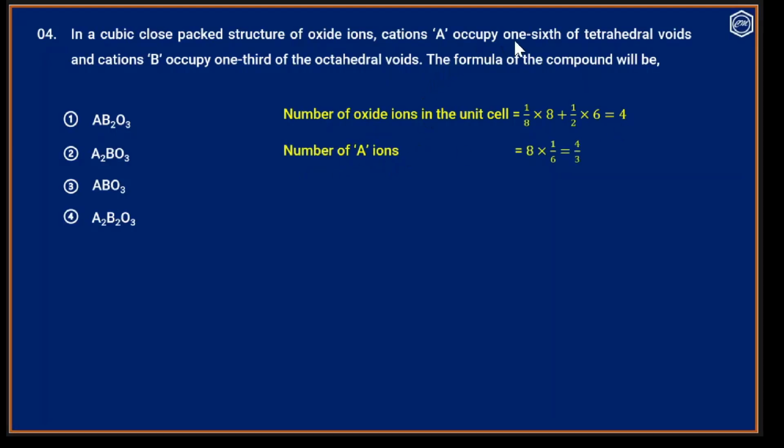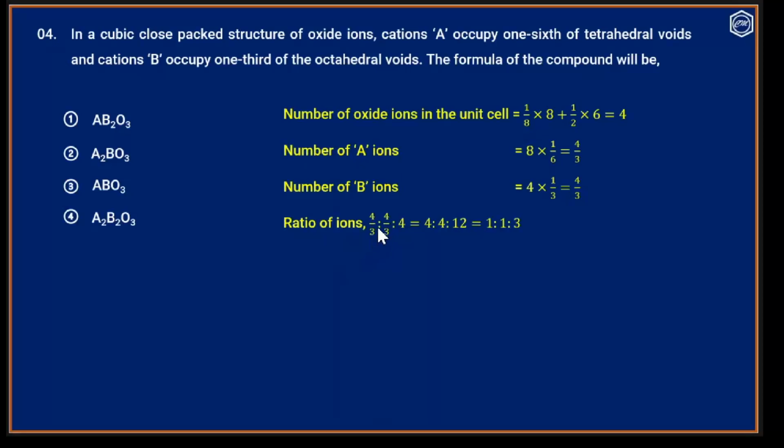The number of A ions occupy 1/6 of the tetrahedral. The number of tetrahedral voids will be twice this one, that is 8, and 1/6 are occupied by A. So 8 into 1/6 is 4 by 3. So number of B ions is 4 into 1 by 3. That is, B ions occupy the octahedral. There will be 4 octahedral, 1/3 is occupied by B ions. So that also is 4 by 3.